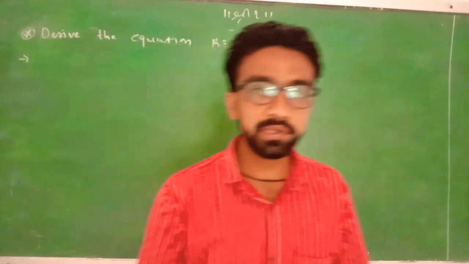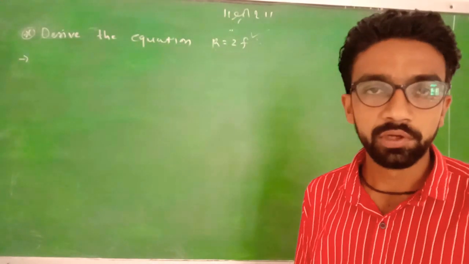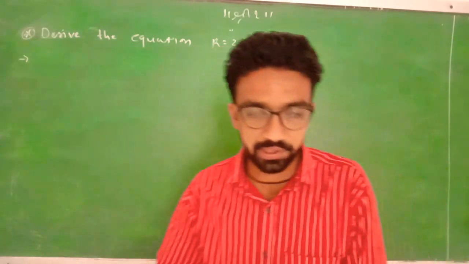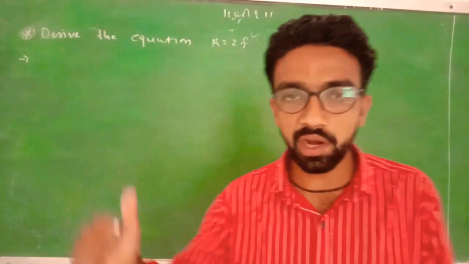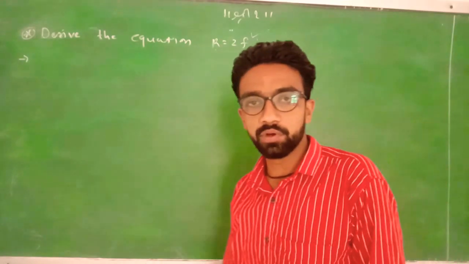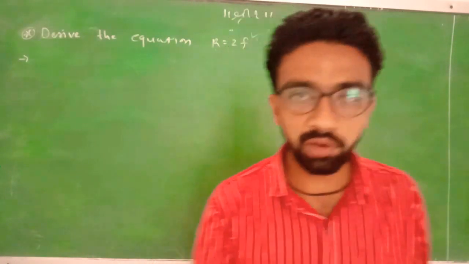Okay, so in this video we are going to derive the equation R is equal to 2F. So the first question is, what is R and what is F? R is the radius of curvature and small f is the focal length. So now we derive the equation relating the radius of curvature and focal length, that is R is equal to 2F. This is the value for both cases, concave mirror and convex mirror.